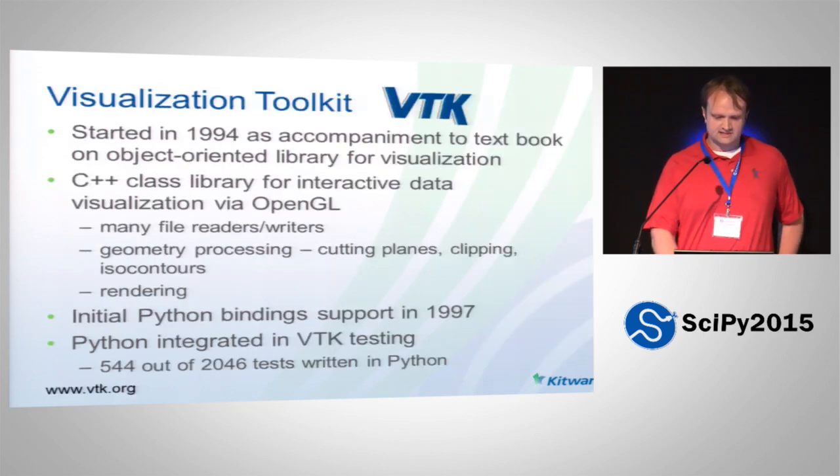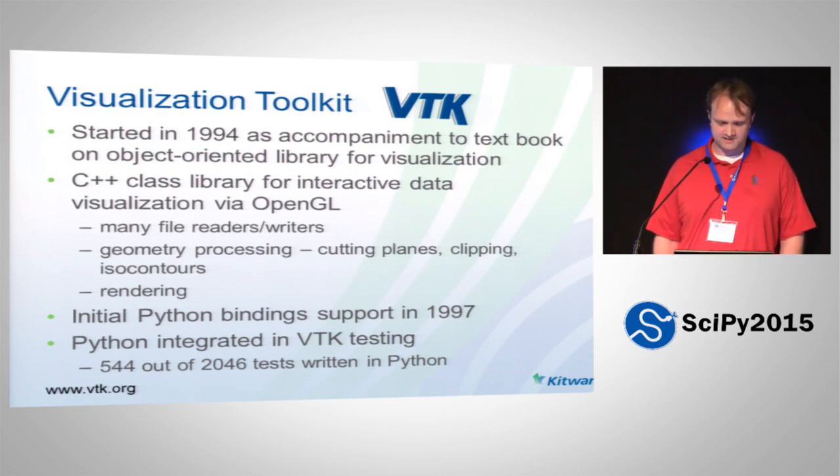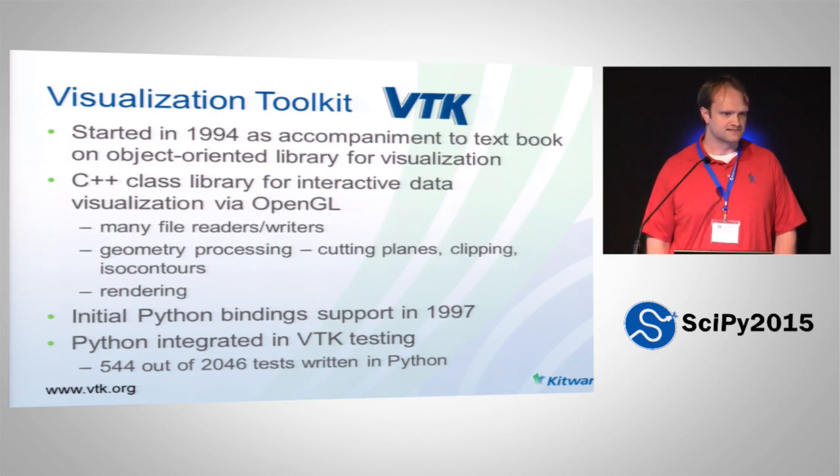So the visualization toolkit is a little bit of an old dog, and so most of my talk will be about teaching it new tricks with Python. It started back in 1994 as an accompaniment to a textbook on object-oriented library for visualization, and VTK very much follows an object-oriented approach to things. And it's still around today. It's a C++ class library for interactive data visualization in 3D. It's mostly based on OpenGL, and right now there's an effort to update the OpenGL backends to make use of shaders and some of the new technologies, and we're getting lots of rendering speed improvements with that.